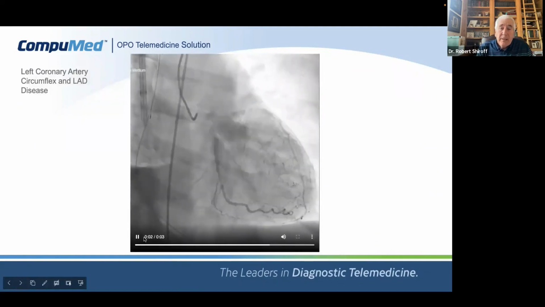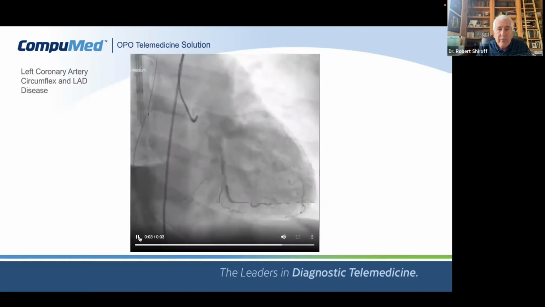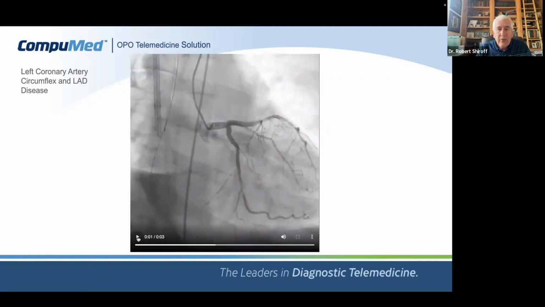Here's a picture with some disease in it. Not everybody's normal. The reason you do this procedure is because you want to see whether you have disease or not. This is a 50-year-old gentleman who was a potential transplant patient, had a good heart, good ventricle, good ejection fraction by echo, normal valvular structures by echo, no significant wall thickness abnormalities.